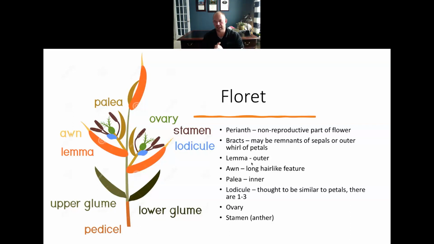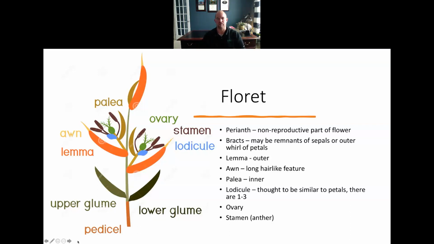All right, so as you can see, if you look at a grass plant and you look at the flower, it doesn't look like much. They're not very striking when you think about it, but when you blow them up and you look at them from this standpoint, you can see it's a very, very complex and complicated flower structure.